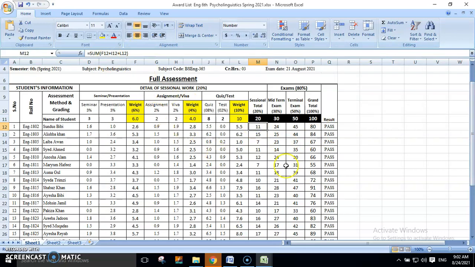So every BS teacher should learn Excel sheet with formulas. So this is a very good way to maintain assessment of BS students. Now let me take you back to the faculty course.